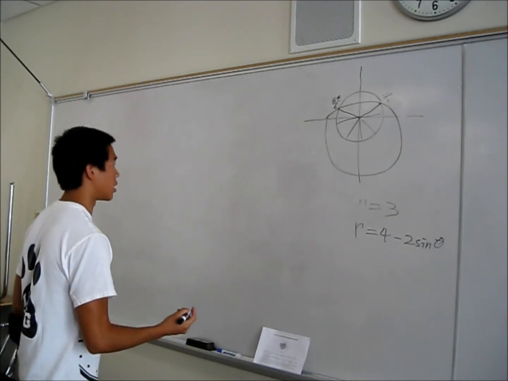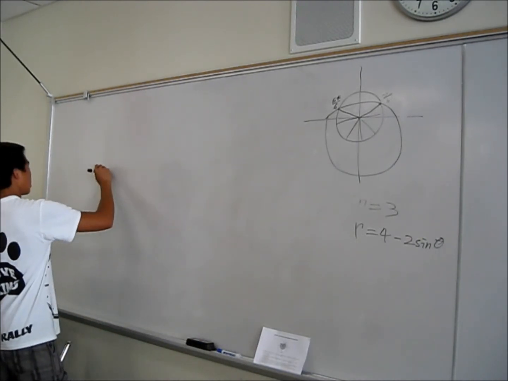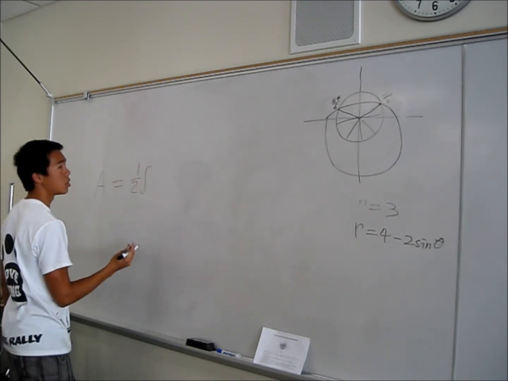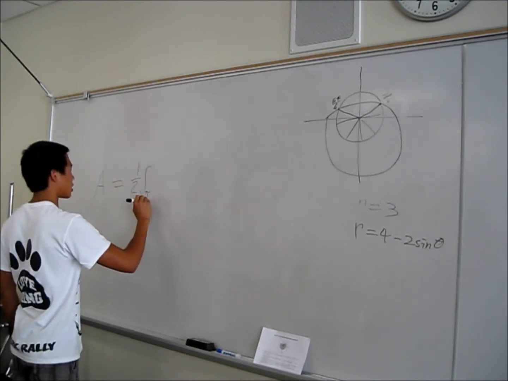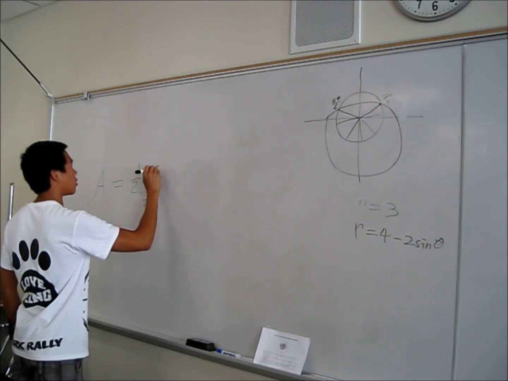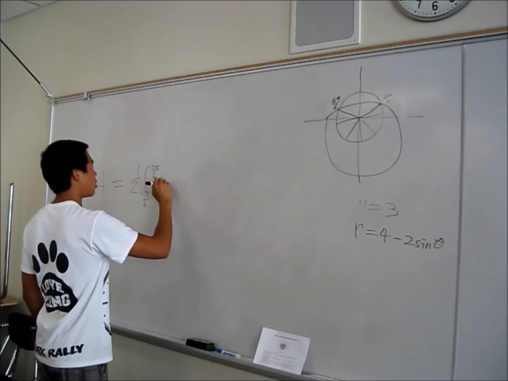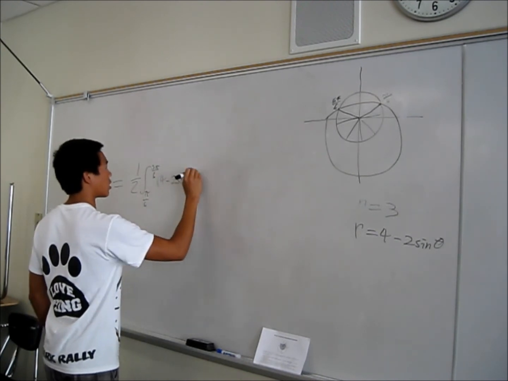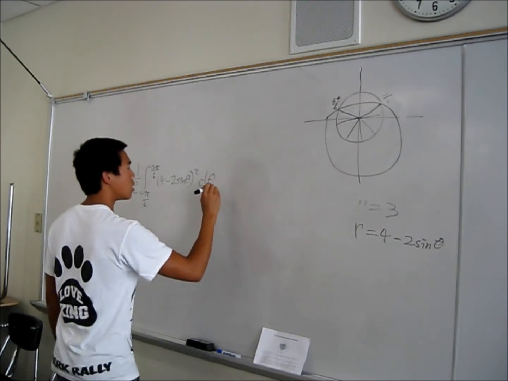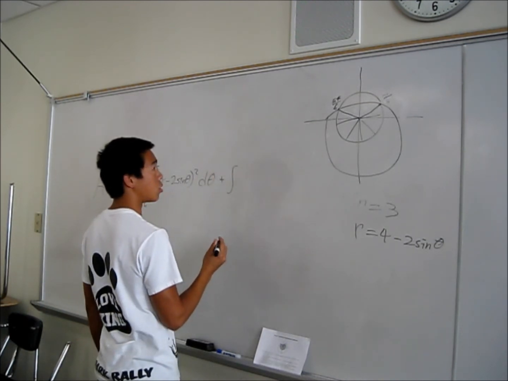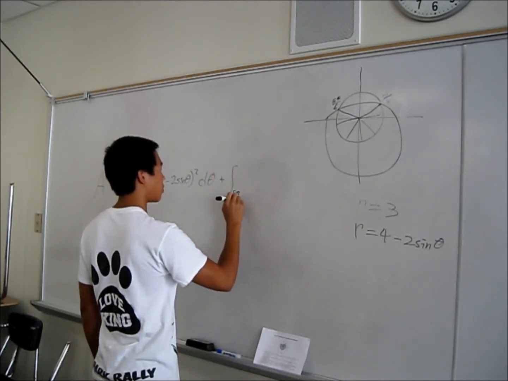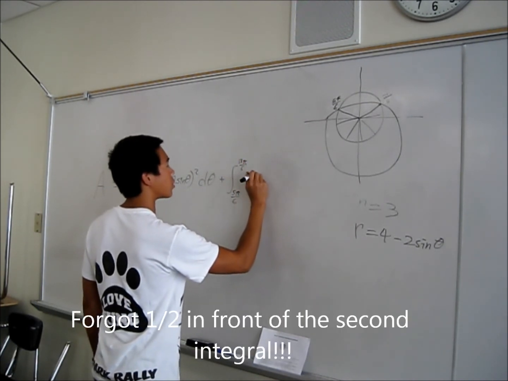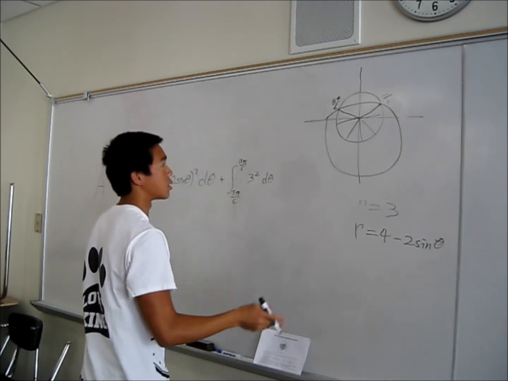The equation for the intersecting area would be area equals 1/2 integral from pi over 6 to 5 pi over 6 of (4 minus 2 sine theta) squared d theta plus integral from 5 pi over 6 to 13 pi over 6 of 3 squared d theta, since we're going back around.